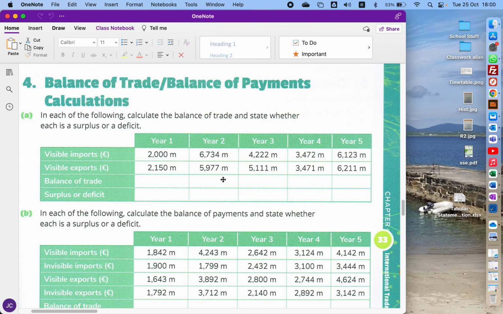The second one, you can see before you do your maths, the exports are less than the imports. So there's more imports than exports, so that means there'll be a deficit. Then you subtract the two and find the number, and make sure you put a minus in front of it to show it's a deficit.